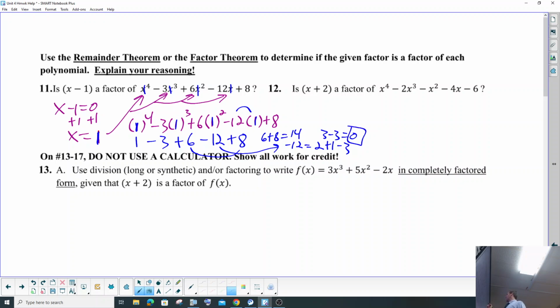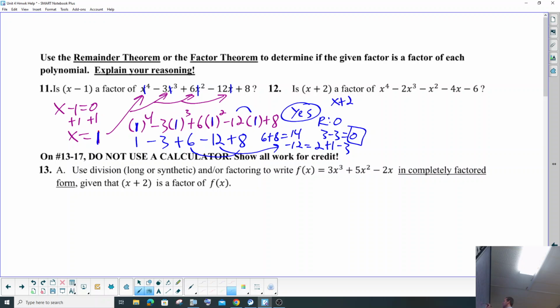And so, is it a factor? Yes, it's a factor. Why? Because we got a remainder of 0. We could have done synthetic division or long division, and you still would have got a remainder of 0. So give that idea a try for number 12.